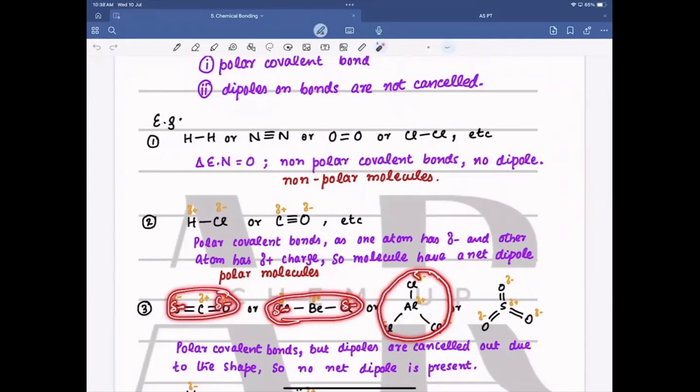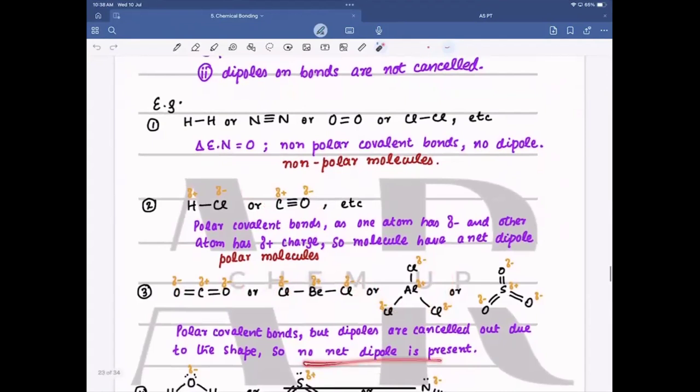Here it is negative. But if I look at this molecule, this end of the molecule is negative and this end of the molecule is positive. So I am getting two different charges at both the ends, right? Polar molecule. On all the sides, I am getting the same charges, isn't it? So non-polar molecule, no net dipole. Is this clear?